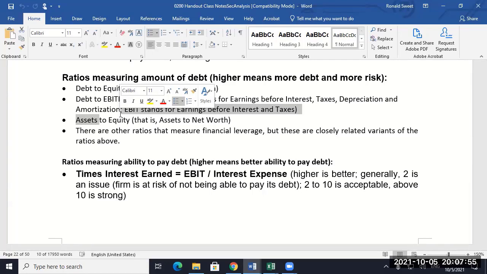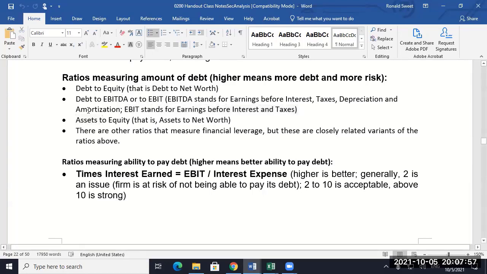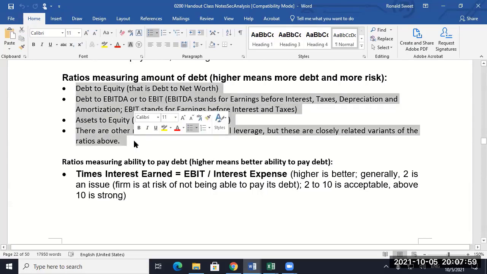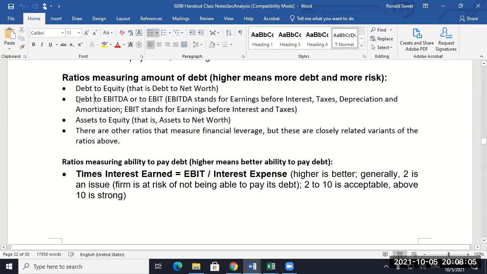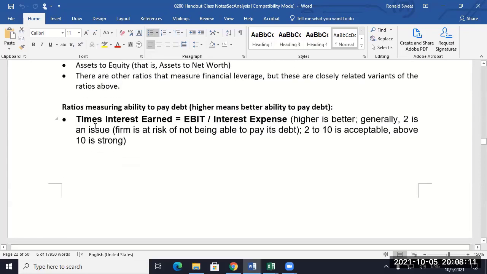So it works in the ROE decomposition. So those are ratios to see, do you have too much debt? Is this firm overladen with debt? And we'll focus on debt to EBIT or EBITDA. I think I use EBITDA, but I switch between those two all the time. The second one is, can you handle the debt that you have? And that's times interest earned.